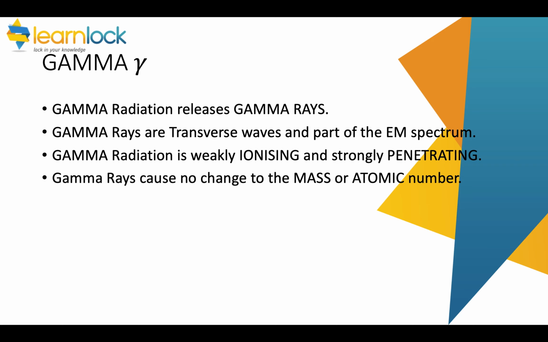Gamma radiation releases gamma rays, so not particles. And gamma rays you will have heard of before. They're transverse waves and they're part of the electromagnetic spectrum, which we'll look at in another topic. Gamma radiation is weakly ionizing out of all three, but strongly penetrating. And gamma rays don't cause any change to the mass or the atomic number.